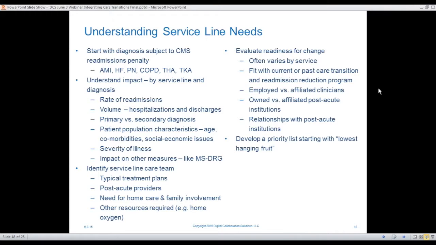If that's what's going on, you're going to have to think through how do you address what's fundamentally a business and relationship issue. And again, when you've started thinking through service line needs, it allows you to develop a priority list where you focus at those initial lowest hanging fruit. And you can be methodical and quantifiable as you think through some of these things.